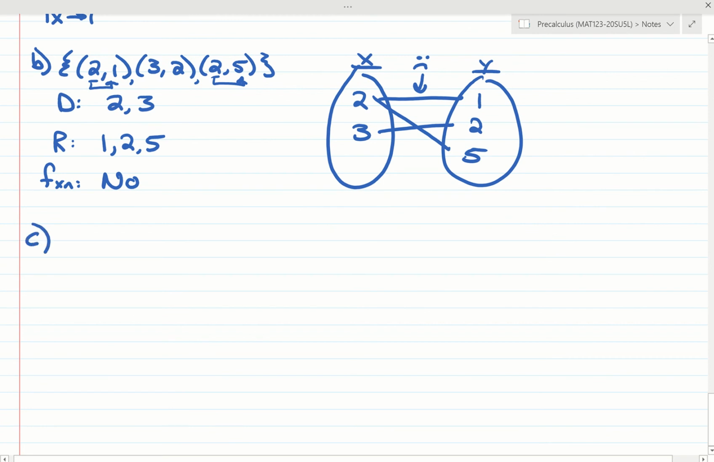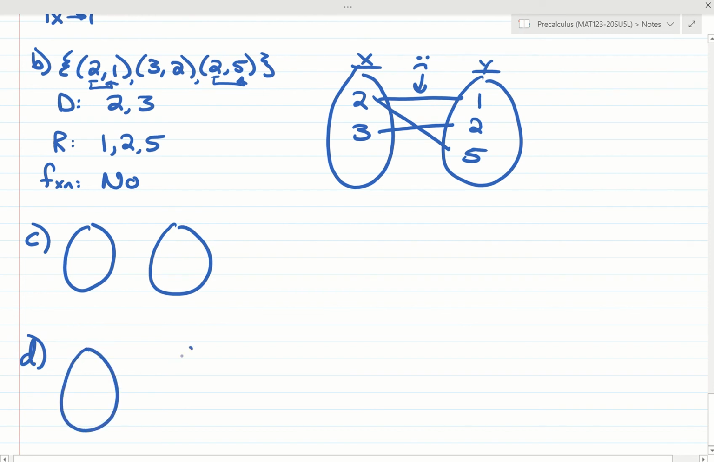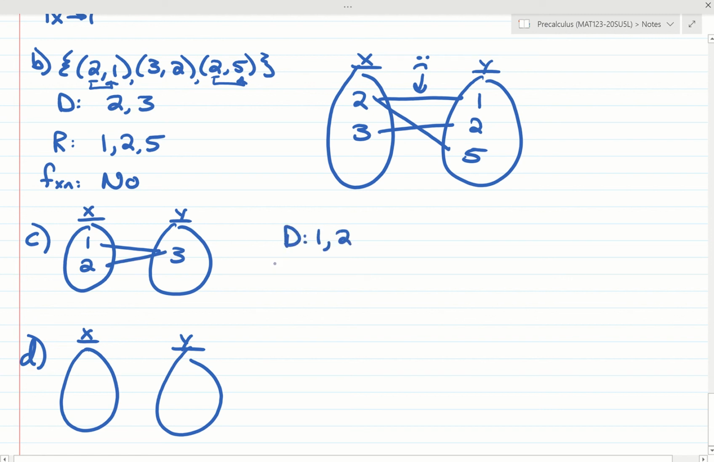What about just if we had mapping diagrams? Like what if we had 1 and 2 both going to 3? Well, the domain is easy, it's 1 and 2. Range is easy, it's just 3.